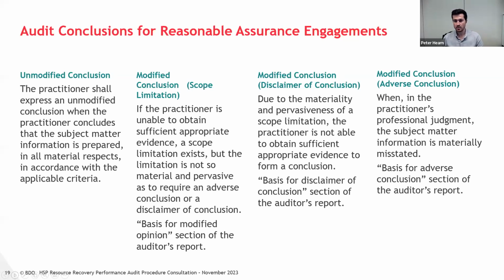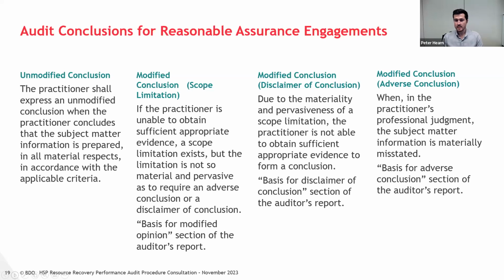Then we have three modified conclusions. The first one is a scope limitation. So if the auditor is unable to obtain sufficient evidence for a specific area of the reported figures, they could place a scope limitation, which they would then explain in their audit opinion. So if one processor within a producer system was unable to provide sufficient evidence, the auditor could document that. That would be a scope limitation, and they would still be able to provide an opinion on the remainder of the performance by other processors within the system who were able to provide the necessary information.